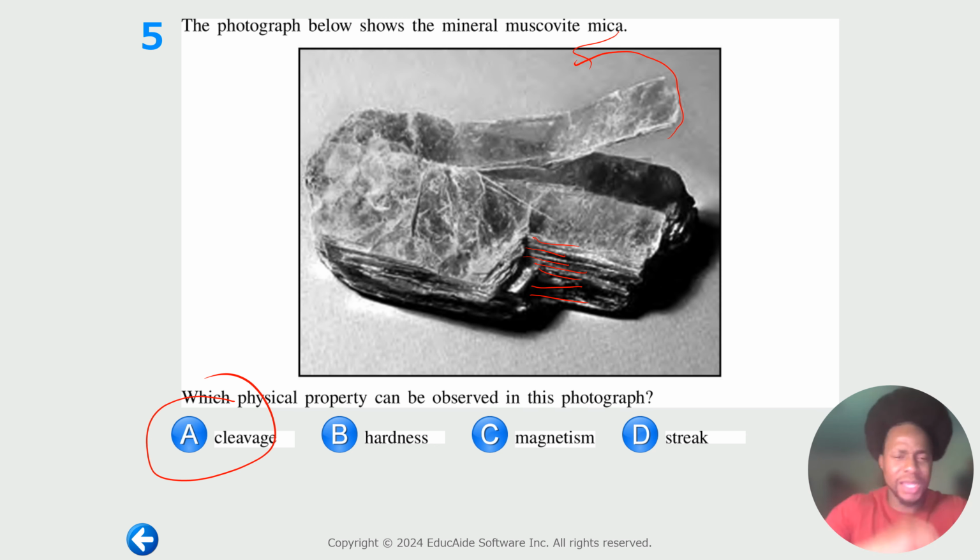Yep. It's not hardness. If it was a hardness test, we would have a glass plate nearby. It's not magnetism. If it was magnetism, we'd have little iron filings around to see whether the mineral can magnetize them. Streak, you need a streak plate to produce a streak out of a mineral. So yeah, our answer definitely is cleavage.